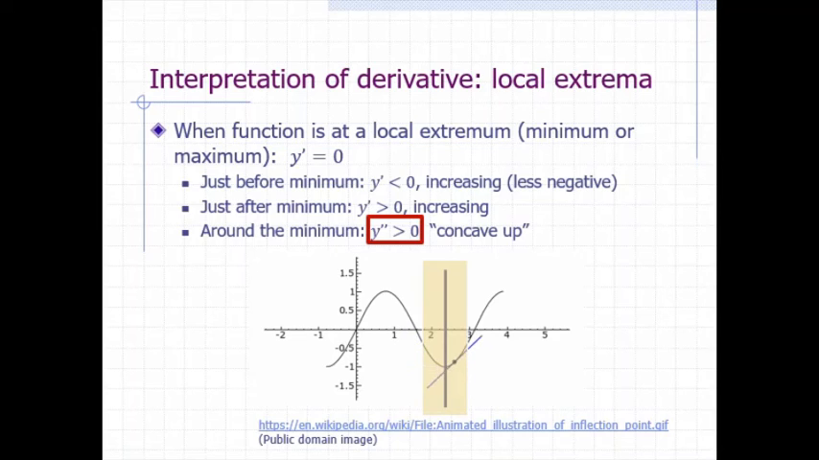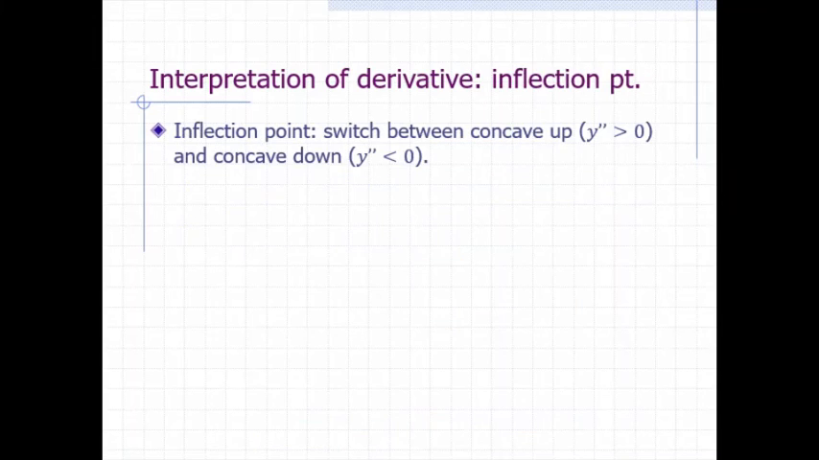A location where both first and second derivatives are 0 can be a local minimum, a local maximum, or it can be neither. The third possibility is called an inflection point. An inflection point is a location where the plot of a function switches from concave up to concave down, or from concave down to concave up. Since the second derivative is positive in regions where the plot is concave up and negative in regions where it is concave down, the second derivative must be 0 at the inflection point.